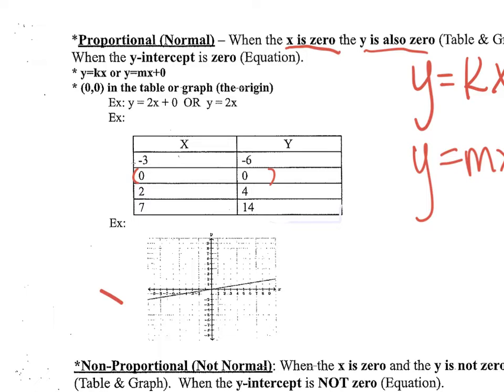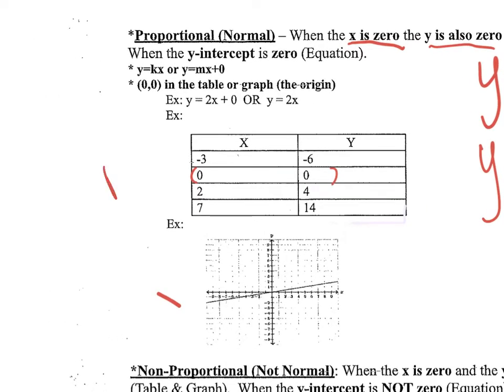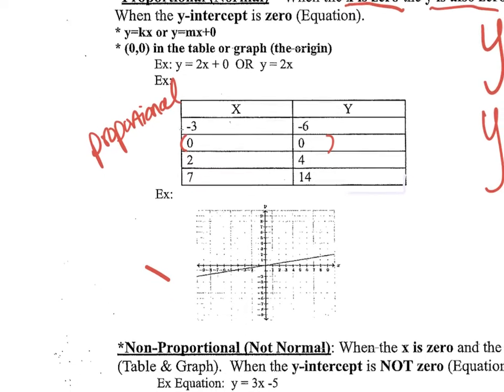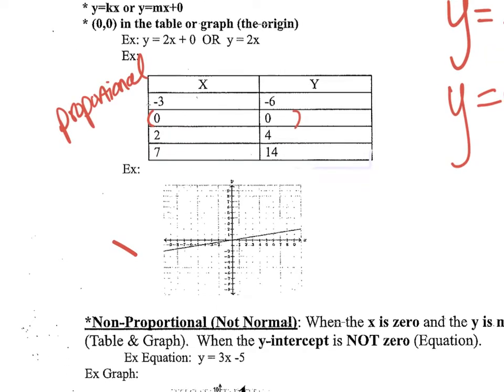What is 0, 0 on the graph? The origin's right in the center, right? So if you have 0, 0 on your table, that means you have a point at the origin. So that makes it proportional because there's 0, 0. Then same thing with the graph. If your graph goes through the origin, if it goes through 0, 0, then it's proportional.